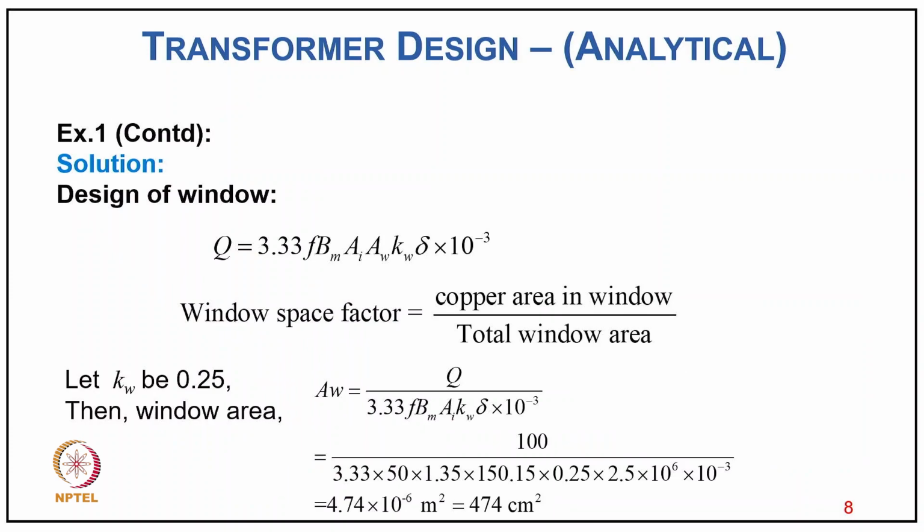Now coming to the design of the window, Q equals 3.33 f Bm Aw Kw delta times 10 power minus 3, and the window space factor is the copper area in the window divided by the total window area. Considering a typical window space factor Kw of 0.25, the window area is Aw equals Q upon 3.33 f Bm Ai Kw delta times 10 power minus 3. Putting the values, it comes to 474 centimeter square.